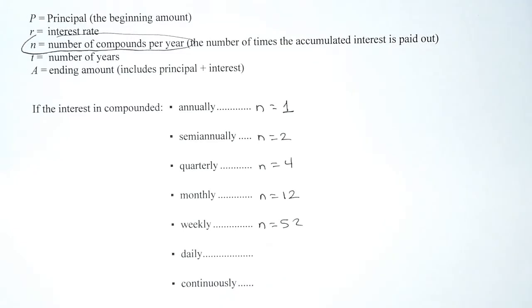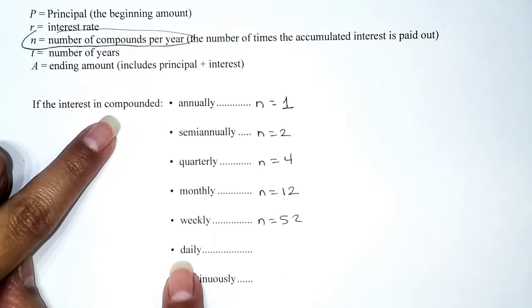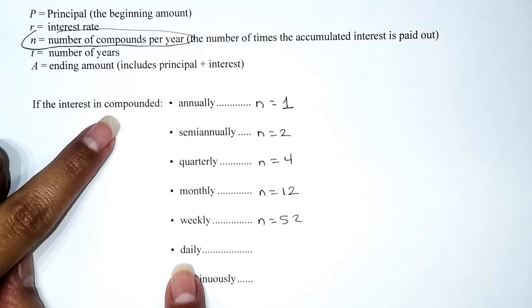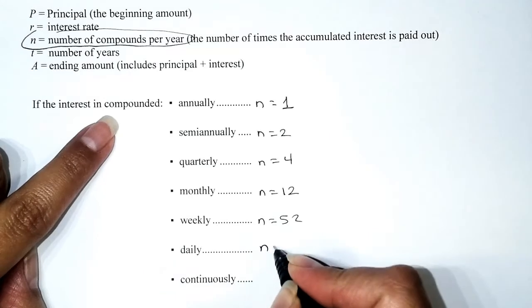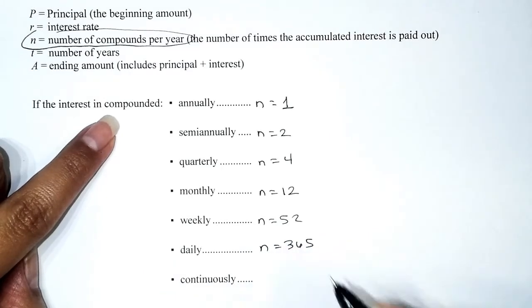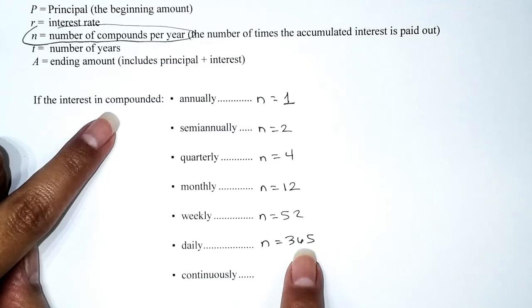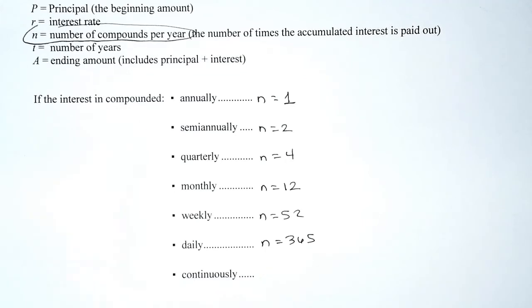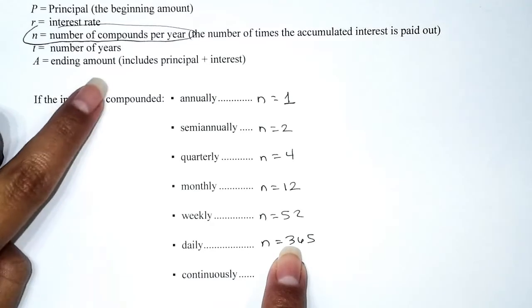Now, what if they say interest is compounded daily? The question is, how many days should we use? Should we use 365 or the leap year thing? If you want to be really specific, I guess it's 365 and a quarter, but we don't have time for that. So we use n equals 365. Some of you may ask, can we use n equals 360? No, because we'll be short by 5 days. So if the problem says interest is compounded daily, they're going to pay out the interest 365 times a year.